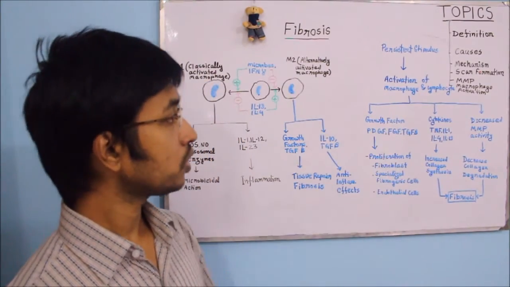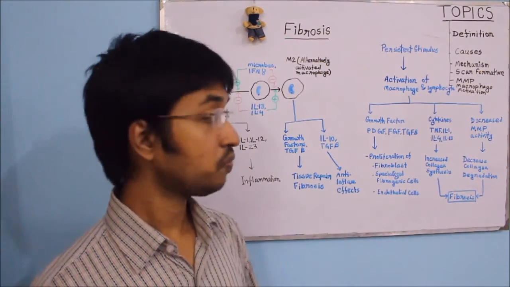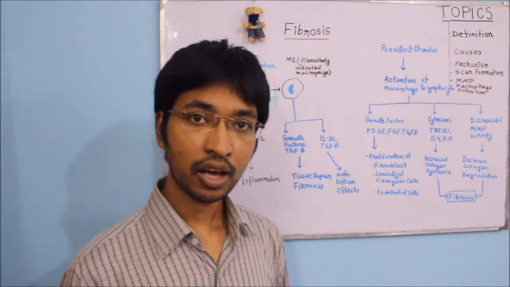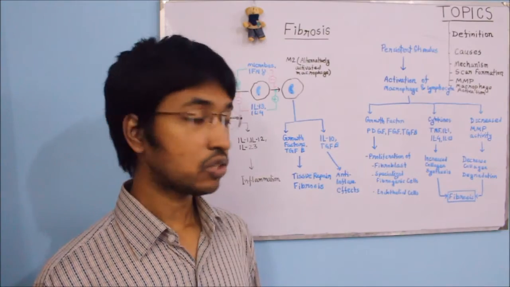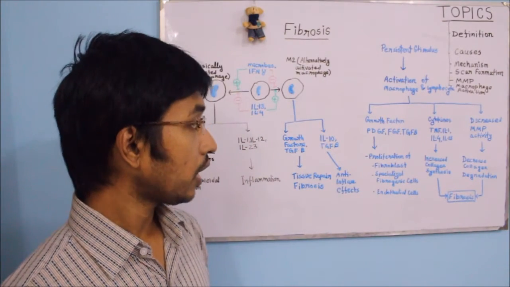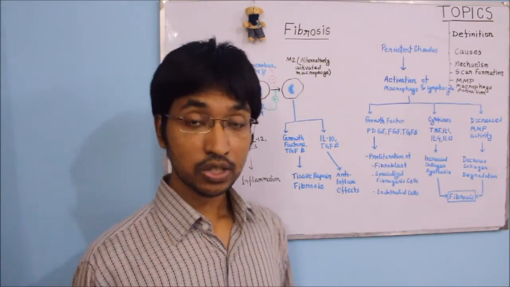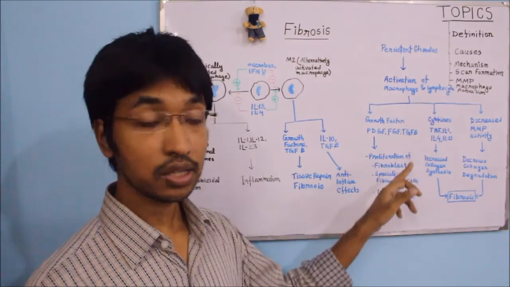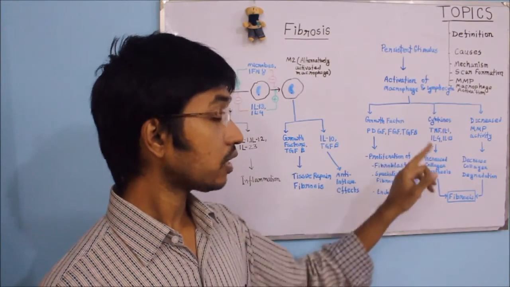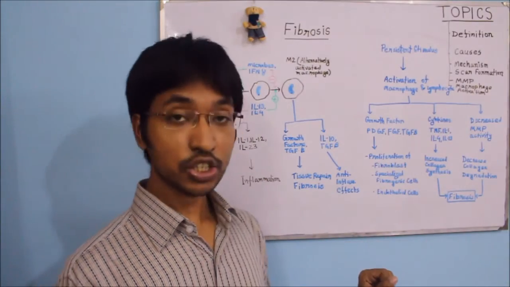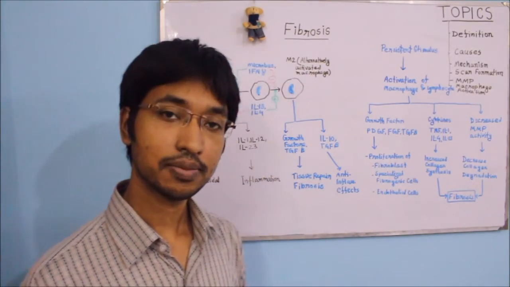Another outcome of activation of macrophage and lymphocyte will be liberation of cytokines. Now I have an entire video on cytokines, so you can also look into that video for more information. And here the major cytokines will be tumor necrosis factor or TNF, interleukin 1, interleukin 4 and 13, and they will help in increased production of collagen synthesis.